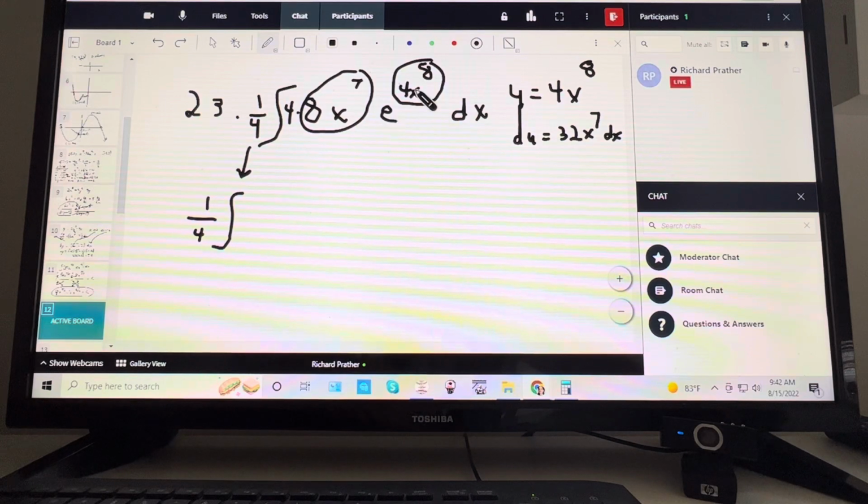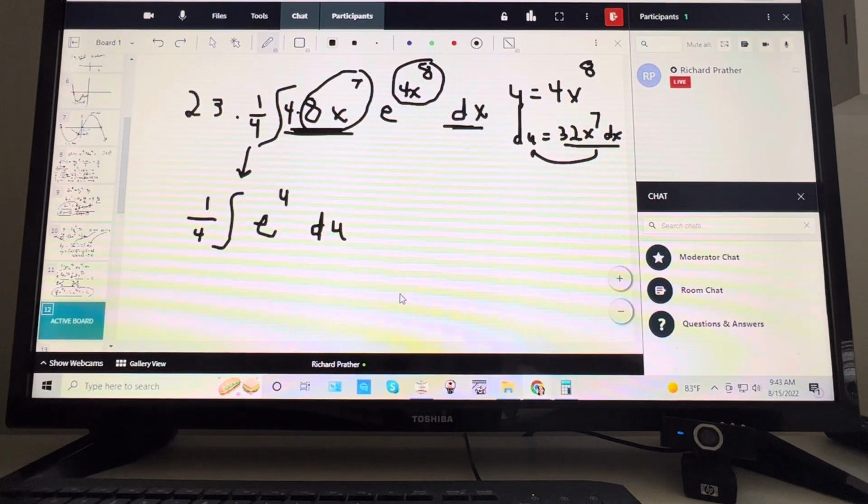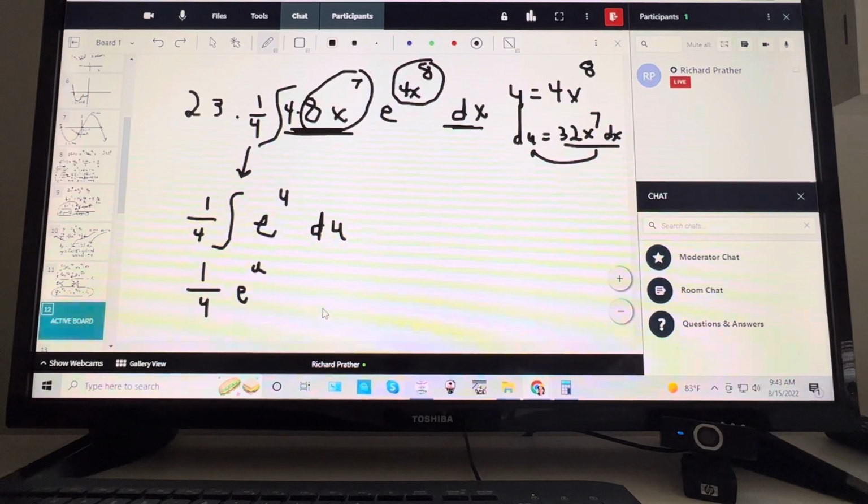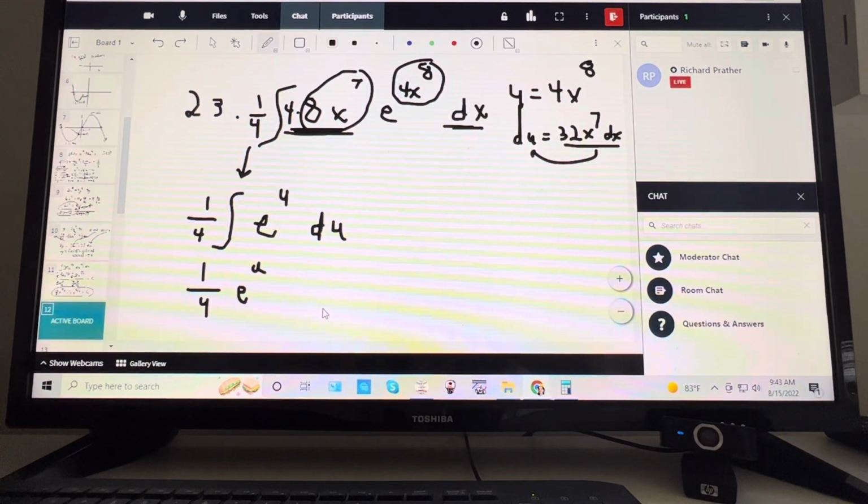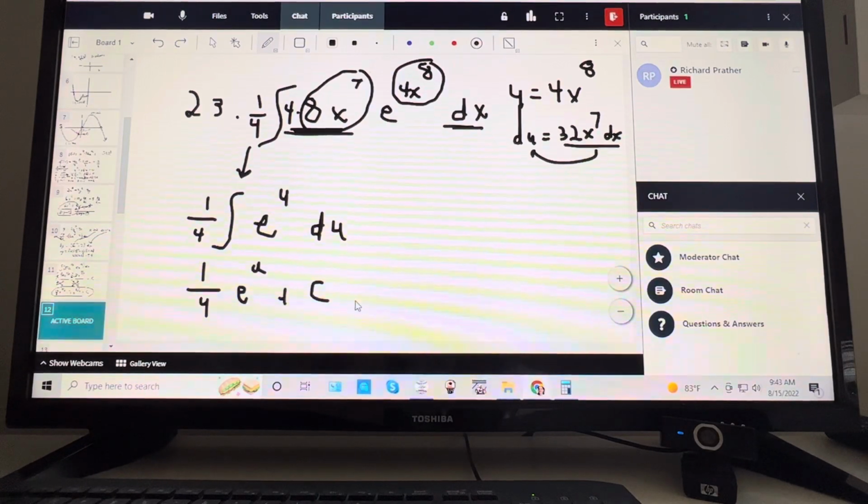Then I'm going to have e to the u, since the exponent was the u part. And then the 32x to the 7th plus the dx, that's what turns into du. And the antiderivative of e to the u is easy to do. That's the one where it equals itself. The antiderivative of just e to the u, when there's just a simple exponent like u, is itself, which is exactly why we do this, we try to make it an easy antiderivative to do.